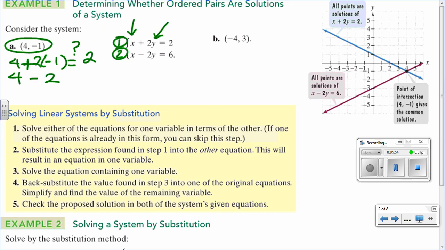4 minus 2 is equal to 2. And so 2 is equal to 2, so that is true. Now, it is true for equation number 1. Now, we have to test for equation number 2.